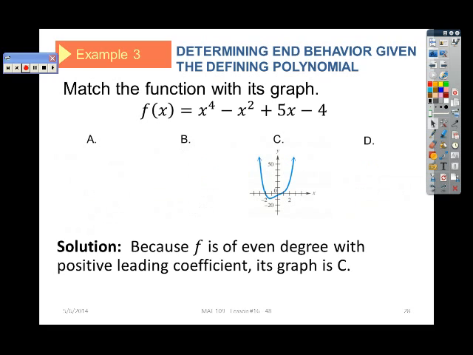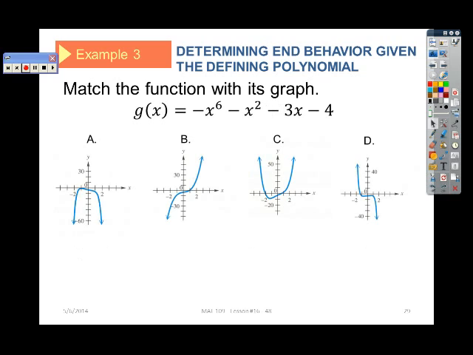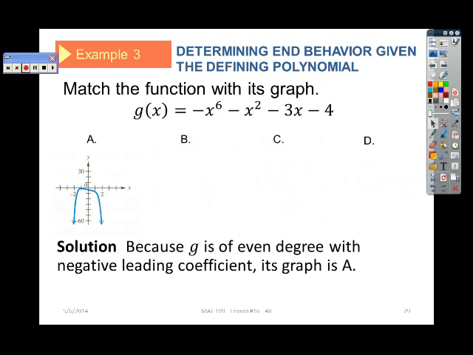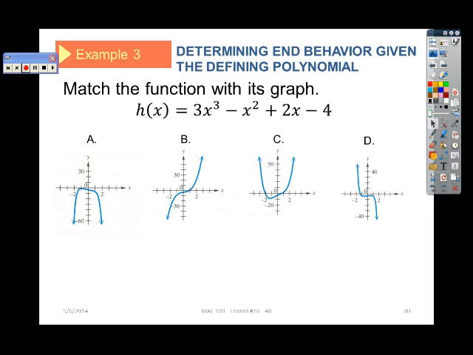All right, so using a similar approach, which one is the graph of this one? It's x to the 6th, which means the same direction. It's negative, which means down. So it's A. The cubic here.